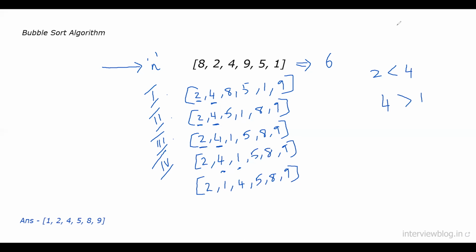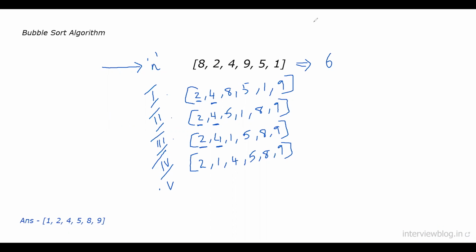So this will be my last iteration since 5, 8 and 9 are already sorted and 4 has also been placed in the correct position in the given input array. So now we have to apply the bubble sort algorithm to this part of the given input array. So let me quickly erase this.